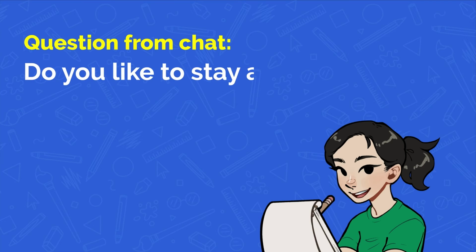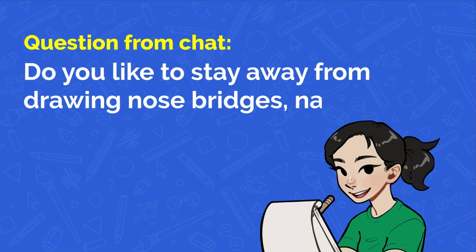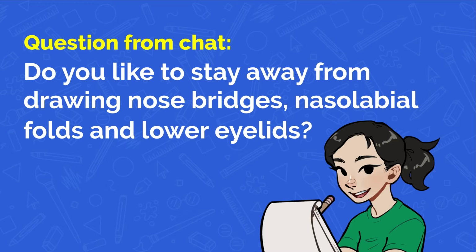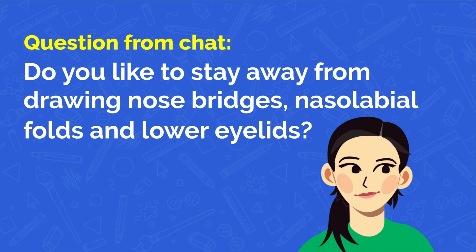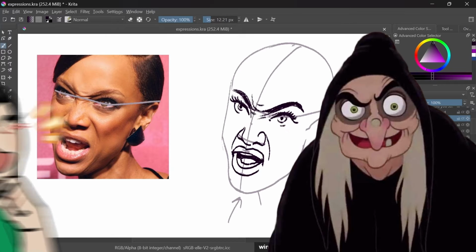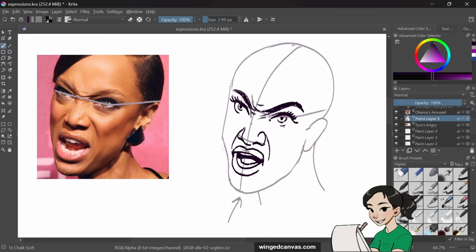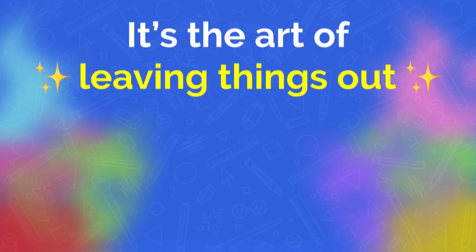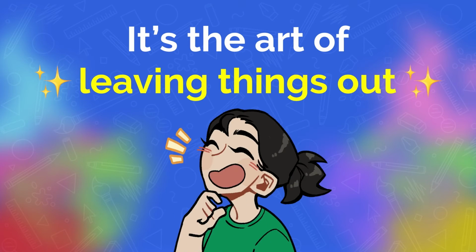Jewel says, so you like to stay away from drawing nose bridges, nasolabial folds, and lower eyelids then? It depends. It depends on what you're trying to say. For example, for Tyra, if I wanted to draw this, I could, but then she just looks like an evil queen. I guess I could make my brush a little smaller and add those in, but I don't really think it's actually contributing anything, you know? It's the art of leaving things out.